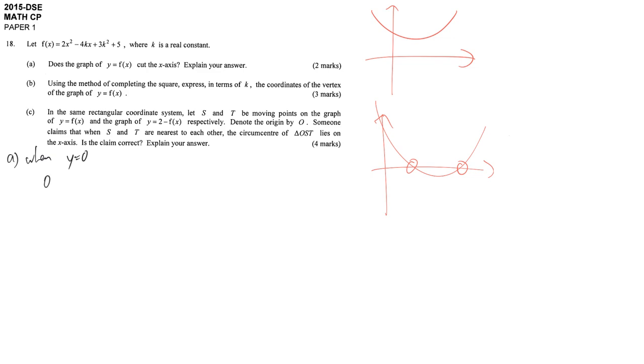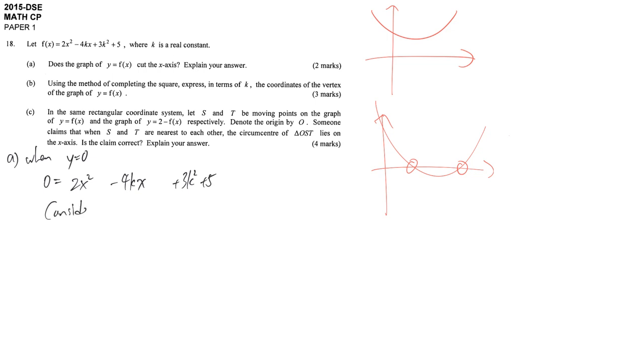Then the function will be 2x squared minus 4kx and then plus 3k squared plus 5. We want to know, is there any real solution to fulfill this requirement? So basically we are testing delta equal to something. Is that larger than 0, smaller than 0, or equal to 0?